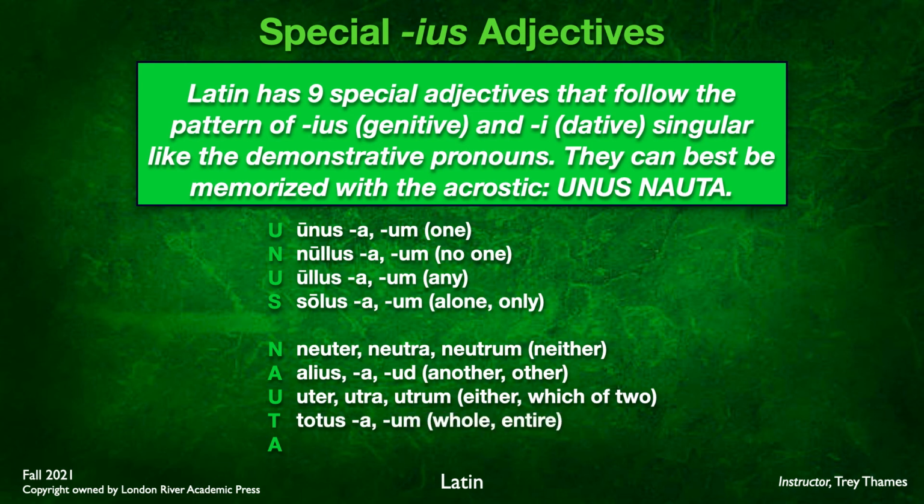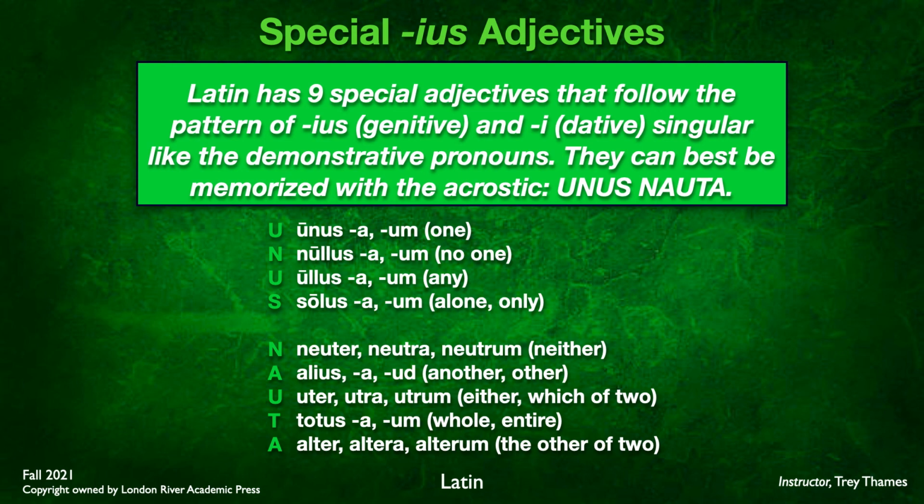And the way you can memorize these 9 specific adjectives is this acrostic, unus nauta. Of course, that's just a weird phrase, means one sailor, means nothing, but it's just a way of helping you memorize these specific adjectives. And so number 1, it's the word unus, una, unum, which means one. And so in the genitive, it's going to be unius and uni in the dative. Other than that, it's going to be exactly as you would expect a first and second declension adjective. I'm not going to go through all of these forms, but you've got N for nullus, a, um, which means no one, ullus, a, um, which means any, solus, a, um, which means alone or only.